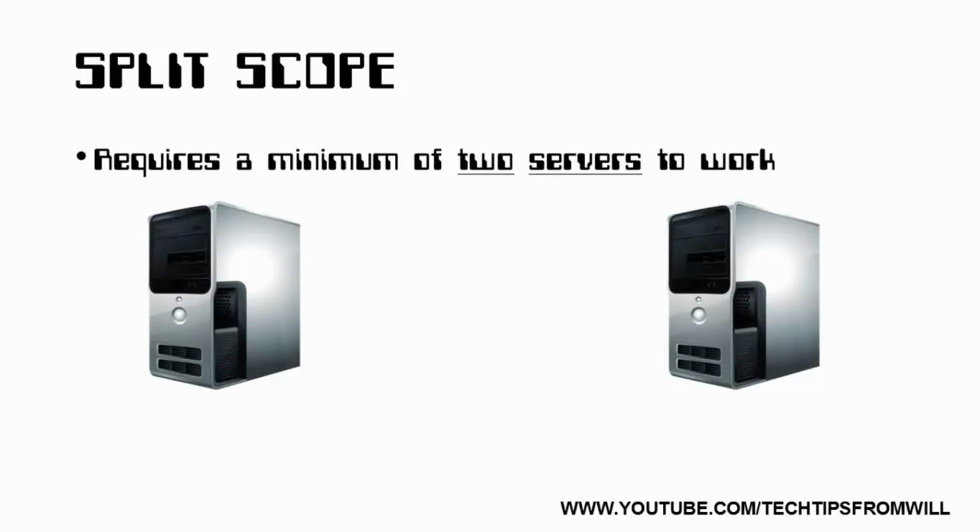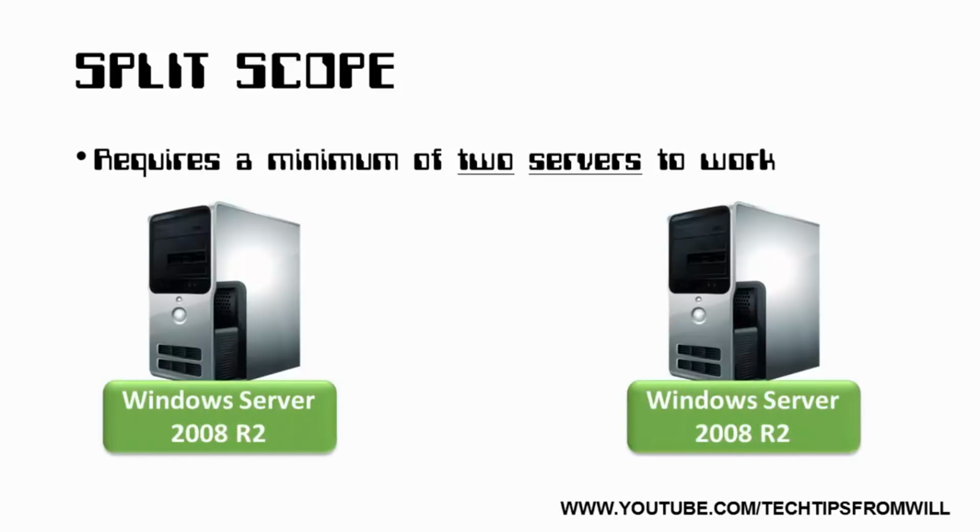Split scope requires a minimum of 2 servers to work. On both servers, you would install a Windows Server operating system such as Windows Server 2008 R2. Next, you would install the DHCP server role. When the DHCP server role is installed, you can turn both of these servers into DHCP servers. When you install the role, a database is created locally on each server.